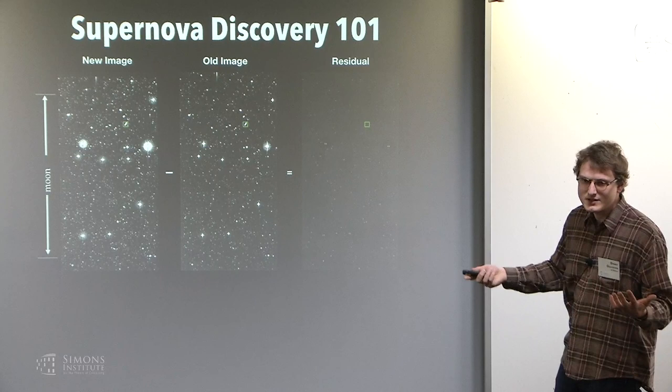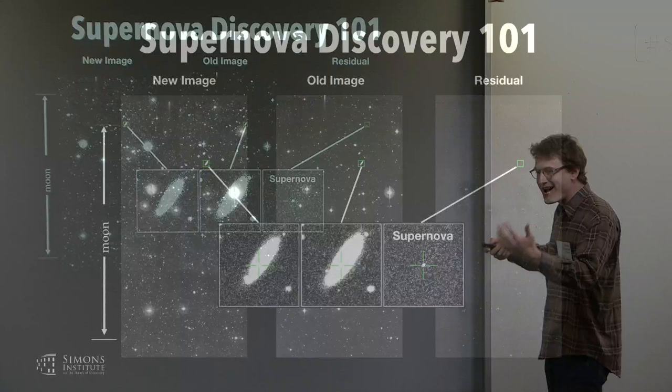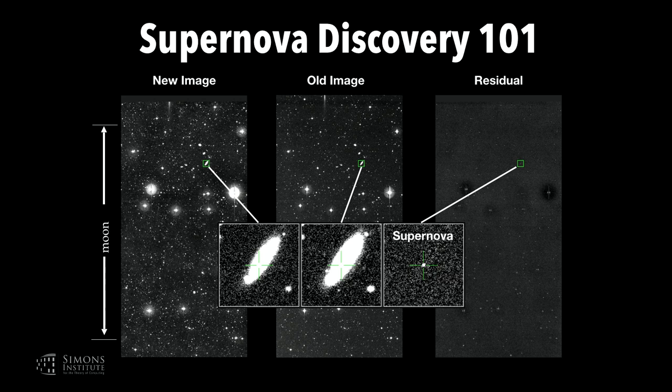And so you can have algorithms go through and check each one of these detections of variability on this residual image. Okay, and it turns out that there's a blob of light here in this new image that wasn't here in the old one, and actually that's a supernova. So this is kind of schematically how we search for these changes in brightness on the night sky today.